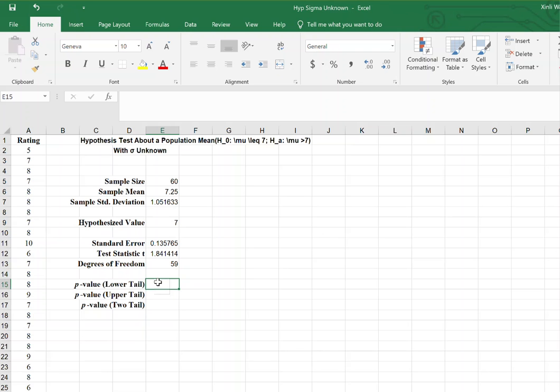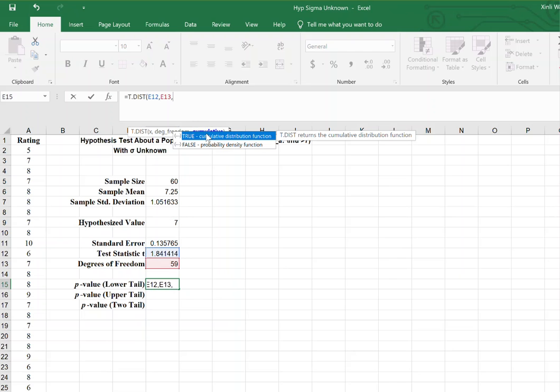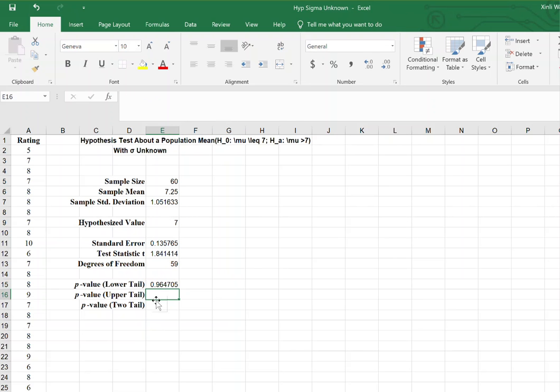Now we're ready to find out the p-values. If we're doing a lower tail test, we're going to use the function T.DIST, t distribution. So now the input, we're going to start by keying in the x value, which is here, and then degree of freedom, which is here, and then the last input we're going to select true because we're looking for cumulative. Okay, so that's 0.965 if we're doing a lower tail test. If we're doing an upper tail test, that's just 1 minus this value we found.